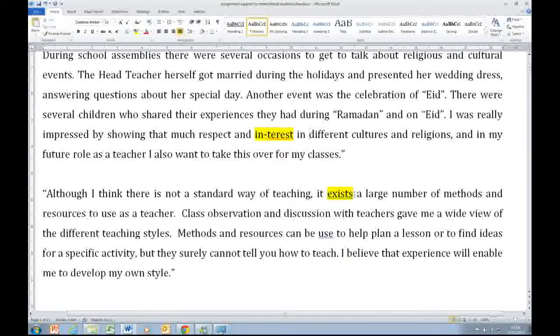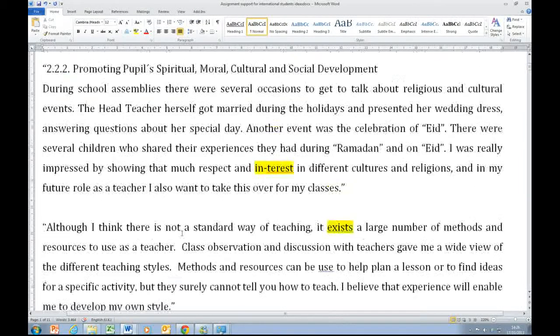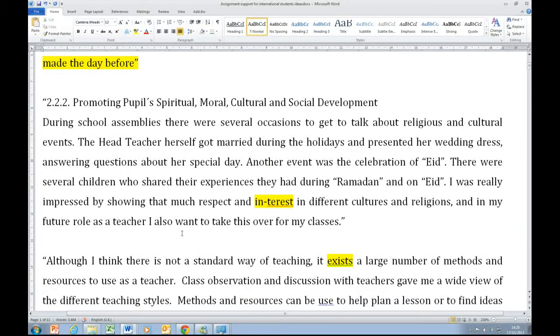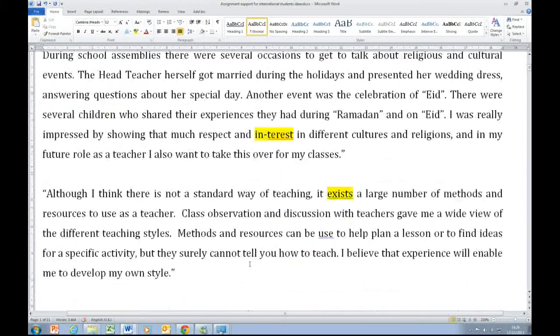With "exists," it's got the squiggly line in green, and this is a verb that normally goes after the noun in English and not before. So you would say, "a large number of methods and resources to use as a teacher exist." These are just a couple of examples. There are more mistakes included in those two sections.